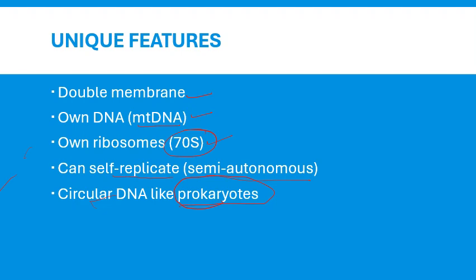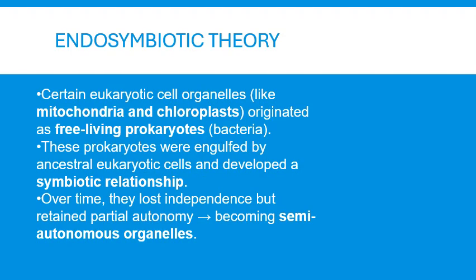Now there is this endosymbiotic theory. What is this theory? This theory suggests that earlier, mitochondria and chloroplasts were independent free-living prokaryotes like bacteria. It might have happened that some ancestral eukaryotic cell engulfed them. So this is the mitochondria.